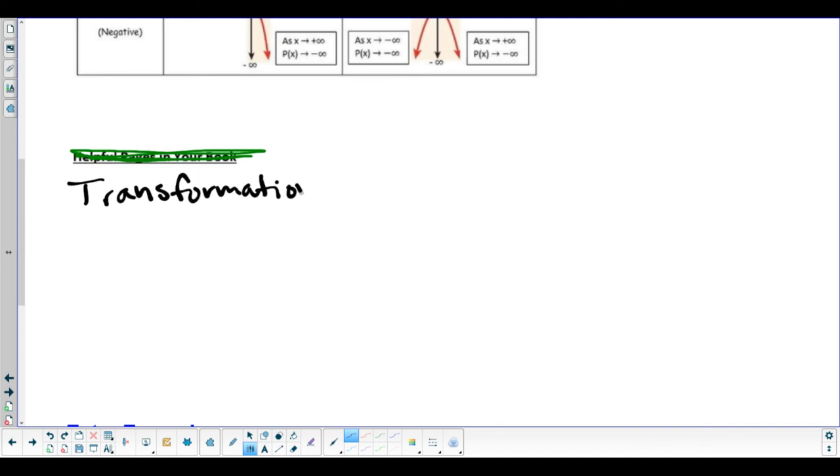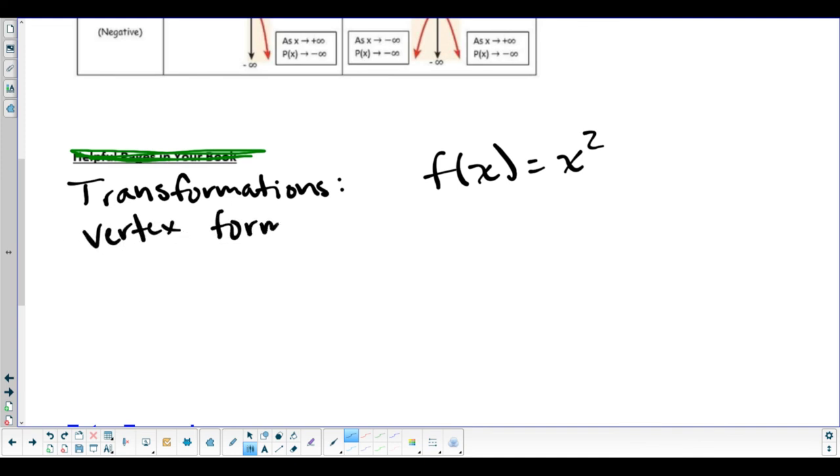Transformations, okay? And specifically transformations of f of x equals x squared. What's cool about this topic of transformations is that it directly relates to our last topic, specifically vertex form. So with transformations, you really want to think about vertex form, if you remember that, which as a reference, vertex form was this: f of x equals, we had this variable a, our leading coefficient, a times x minus h to the power 2, and then plus k.